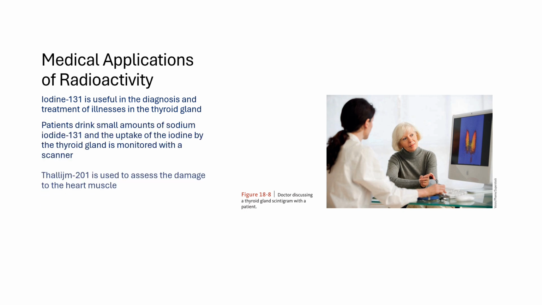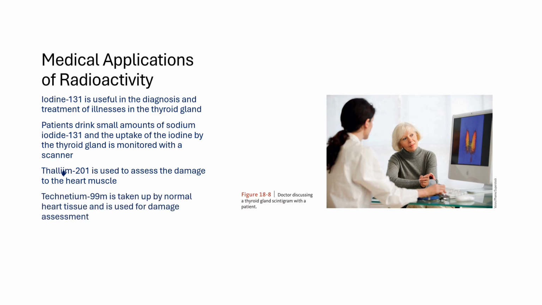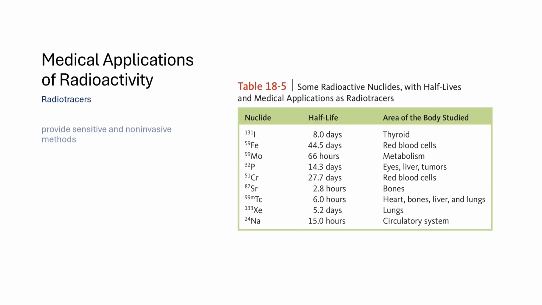The same thing happens with thallium-201, which is used to assess damage to the heart muscle. Technetium-99m is also taken up by normal heart tissue and is used for damage assessment. Here are different radioactive nuclides with half-lives and medical applications for radiotracers. We've seen iodine-131. We have molybdenum-99, which studies metabolism. Phosphorus-32 studies the eyes, liver, and tumors. Strontium studies the bones, because it's chemically similar to calcium.